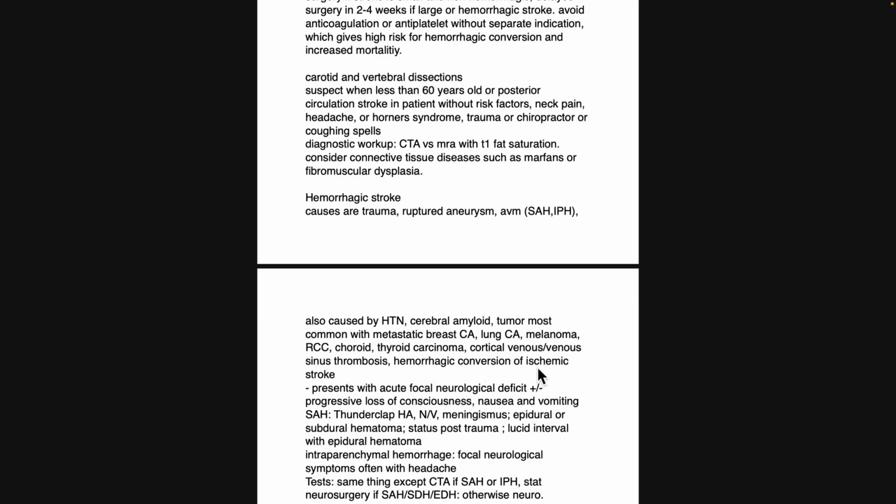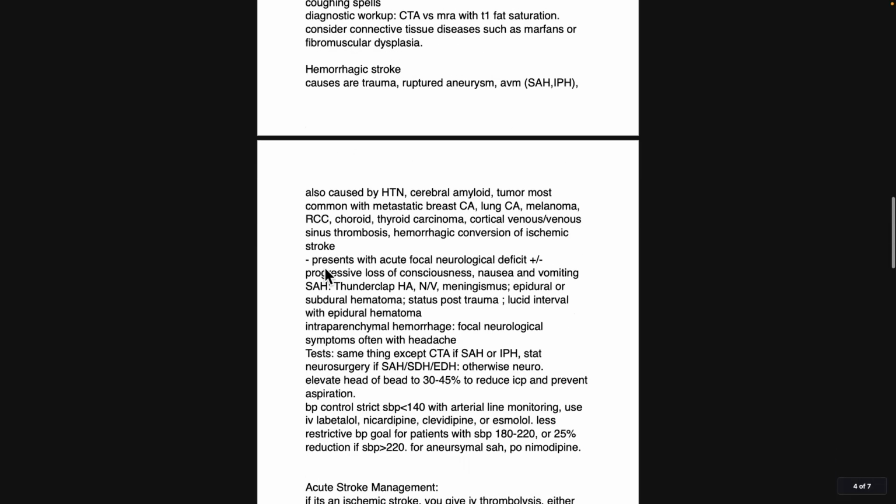This hemorrhagic conversion of ischemic stroke is what you should remember. That's most likely from hemorrhagic stroke. Ruptured aneurysms are more common. Hypertensive intraparenchymal hemorrhage is also more likely. But all right, how does this present?